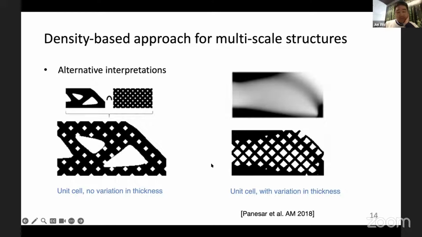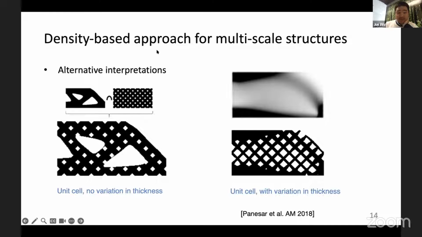So that's a full-scale approach. Starting from a density-based approach, you can also optimize the distribution of unit cells. For instance, on the left-hand side, by density-based topology optimization, you get this solid structure. Where you have solid material, you replace it uniformly with the same unit cell and do some trimming operation, and you will get a two-scale structure shown here.